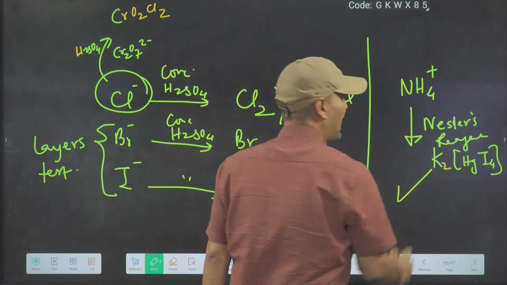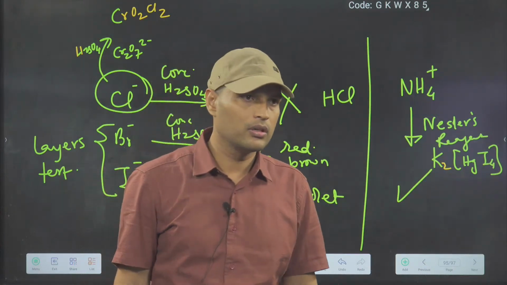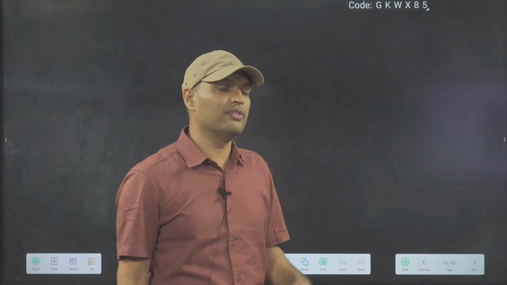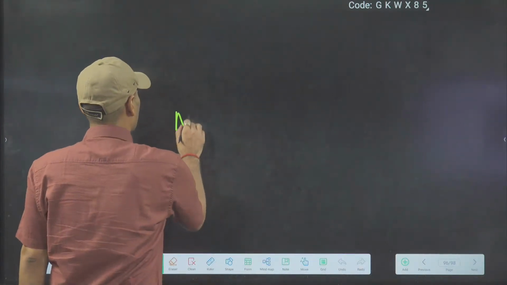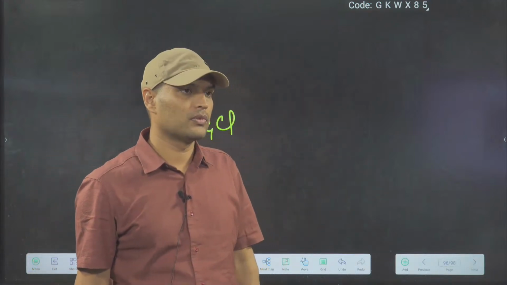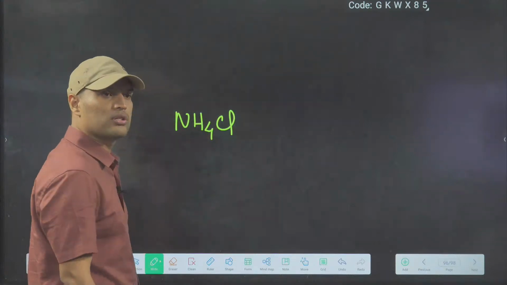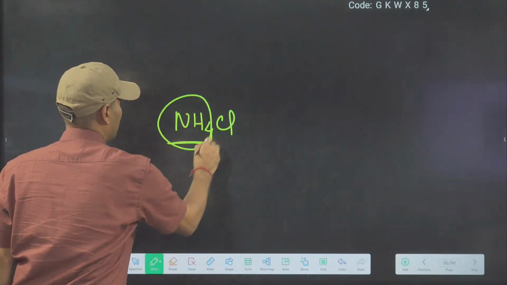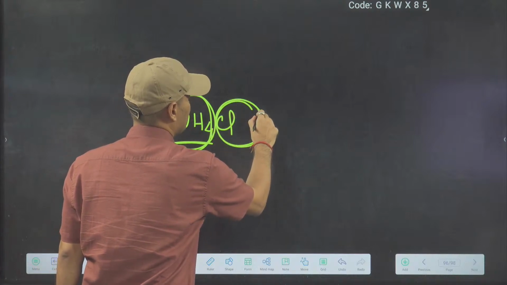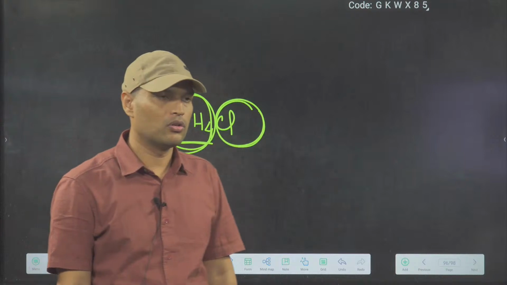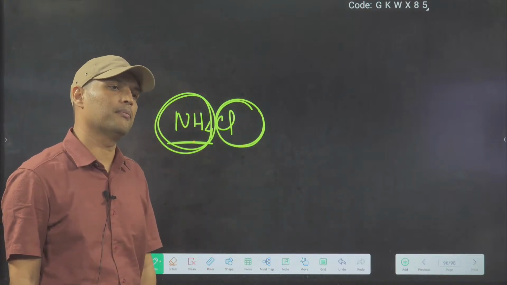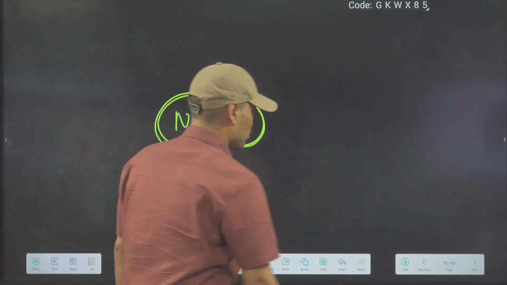Now, based on this only, we asked one question in the paper. They were writing like this: Nessler's reagent has reacted, and with dichromate it is giving reddish vapors. So the answer was NH4Cl. How do you confirm? Nessler's test given means NH4 plus. Dichromate, H2SO4, red vapors means chromyl chloride. So based on this, we can tell NH4 plus and Cl minus. Clear with this?